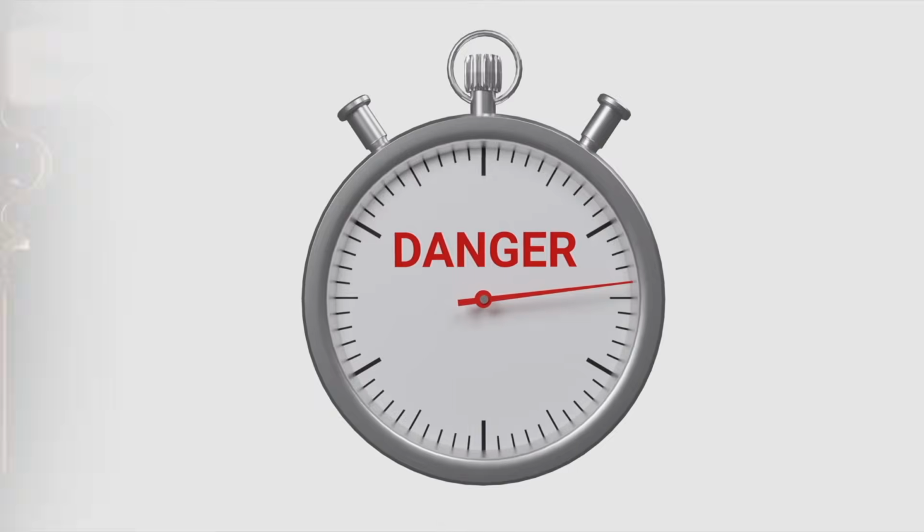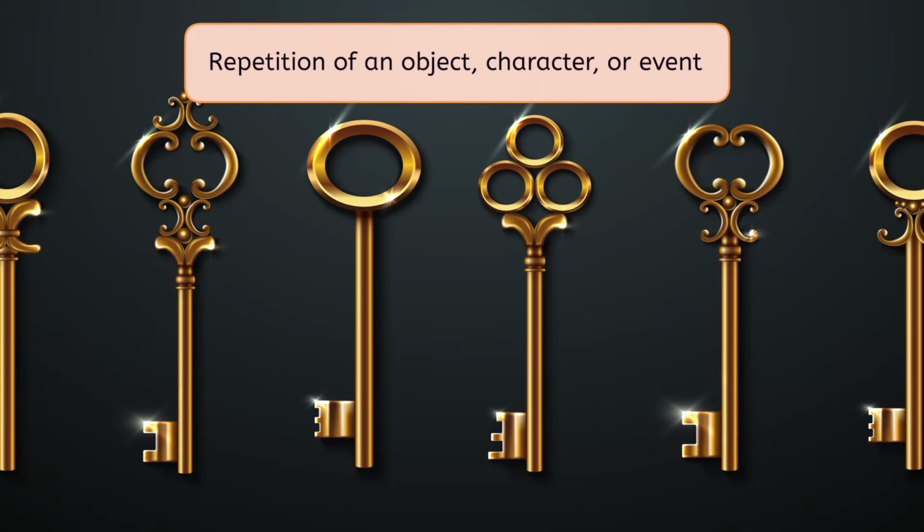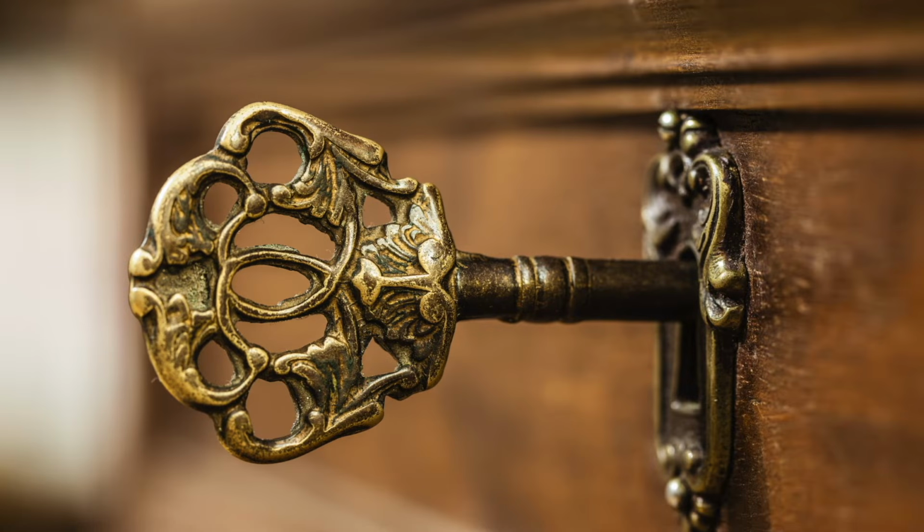in the future. If an object, character, or event is mentioned repeatedly, it may be foreshadowing that it will play a major role later in the story. For example, if the author keeps mentioning a locked drawer in a character's desk, it might indicate that something important is hidden inside.